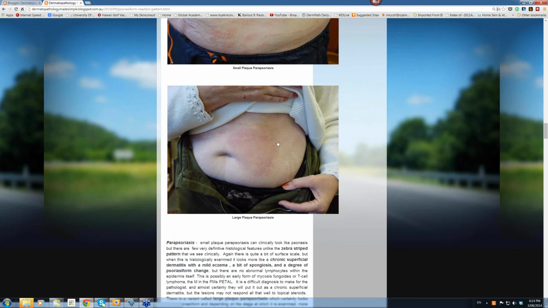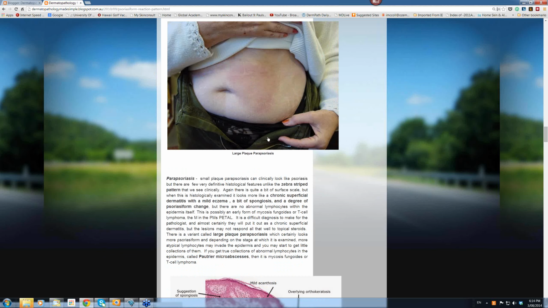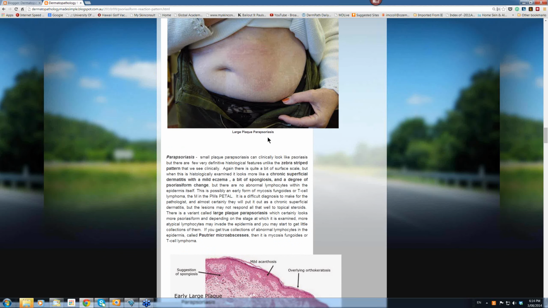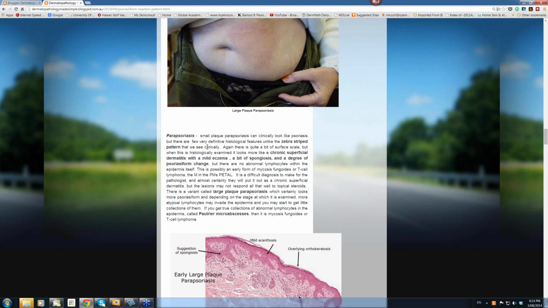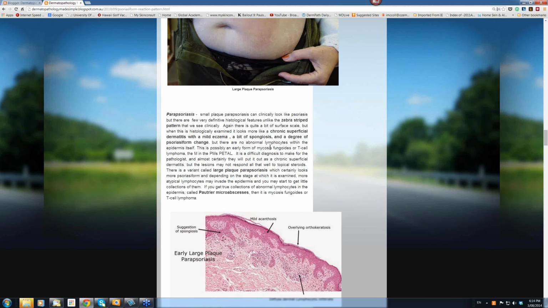There's a variant, large plaque parapsoriasis. Again, no great thickness of this. It's almost a patch rather than a plaque. And what do we mean by this condition? Is there any relationship to psoriasis? The short answer is no. It doesn't have any relationship to psoriasis at all. So, small plaque parapsoriasis can clinically look like psoriasis, but there are very few definitive histological features that we can see.